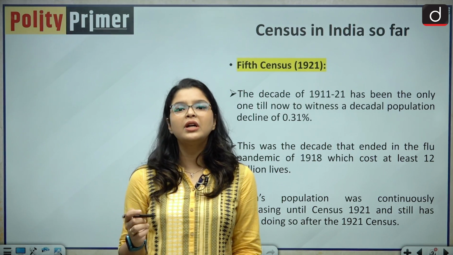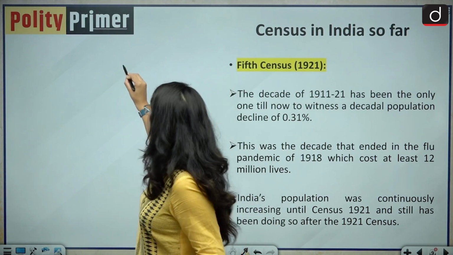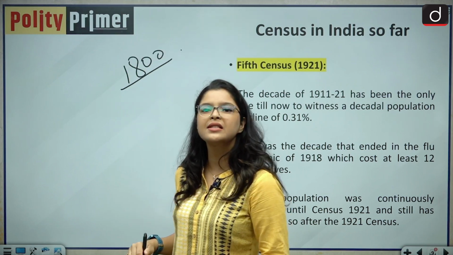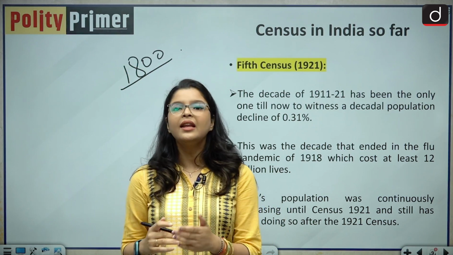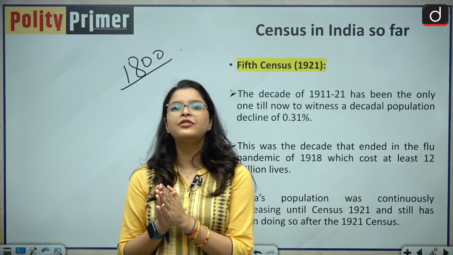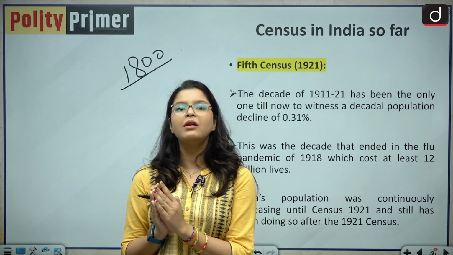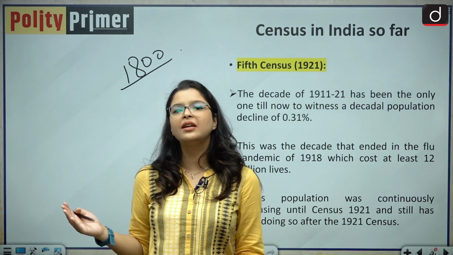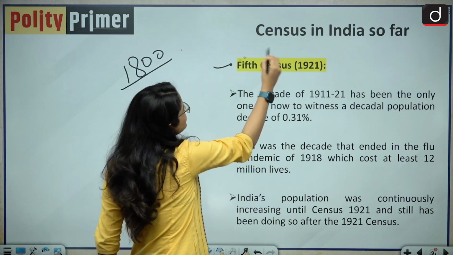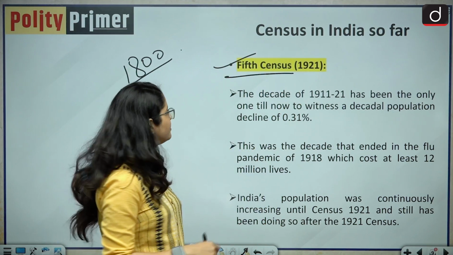And if I talk about the conduction of the very first census in India, it was conducted in the year 1800 along with the conduction of the census in England. Then the second census was conducted in the year 1881, and after Lord Mayo, it has become an exercise, like every 10 years we are conducting a census. So the fifth census is very important. It was conducted in the year 1921.